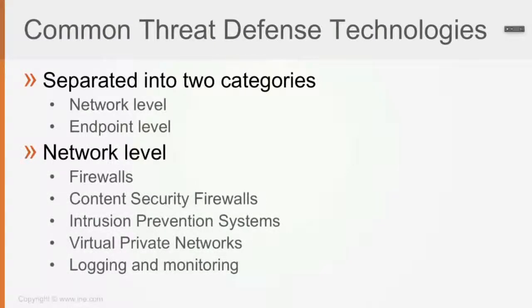Now at the network level, the classic things are firewalls, and of course we're going to speak about the specific types of firewalls, their history, and also what's being used nowadays. Then there are content security firewalls, which are a more specific type of firewall dedicated to inspecting content, so payloads. Then intrusion prevention systems, which we're going to speak about as well, and then VPNs, logging and monitoring. Those are the most commonly used technologies at the network level from back in the day.